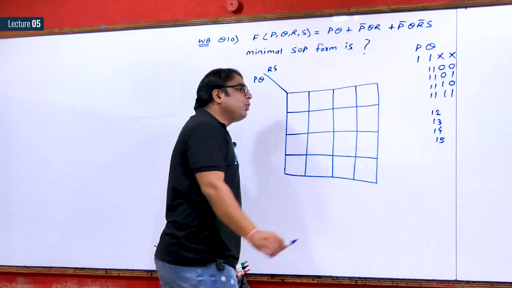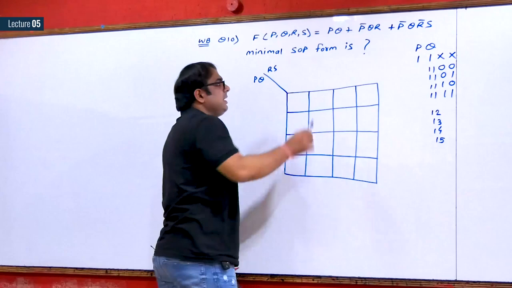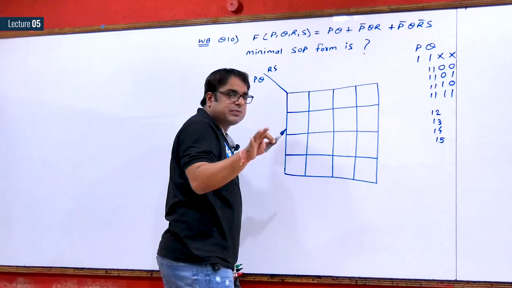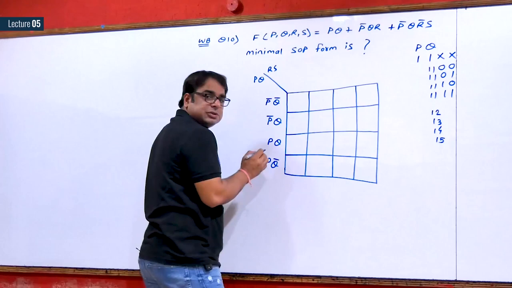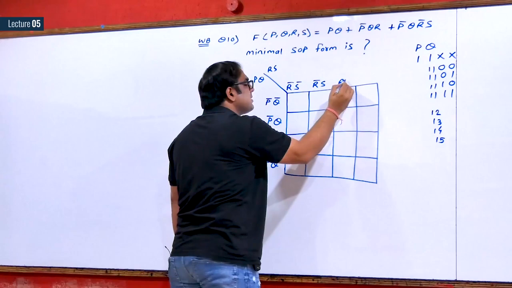But instead of that, I don't want you to solve all these steps. See, minimal SOP form is asked. So first I will make the structure for SOP form. This side is PQ: P complement Q complement, P complement Q, PQ and P Q complement. And here: R complement S complement, R complement S, RS, R S complement.